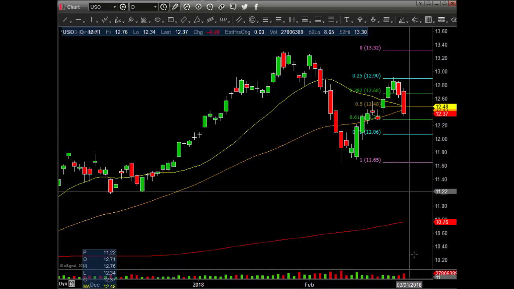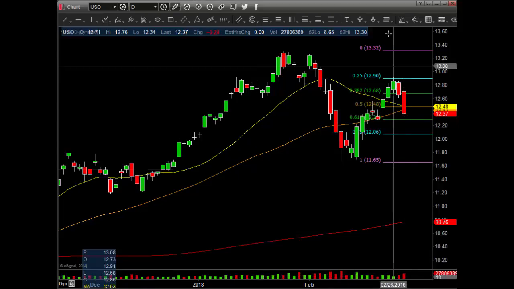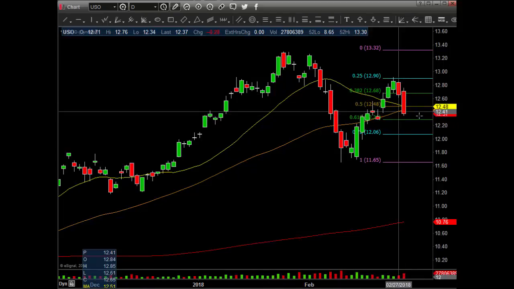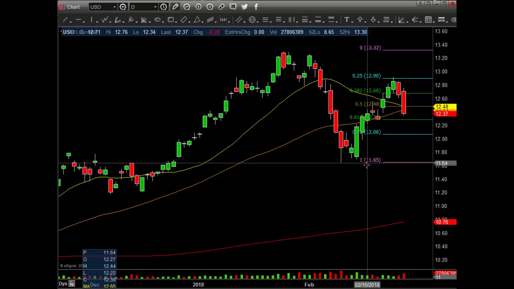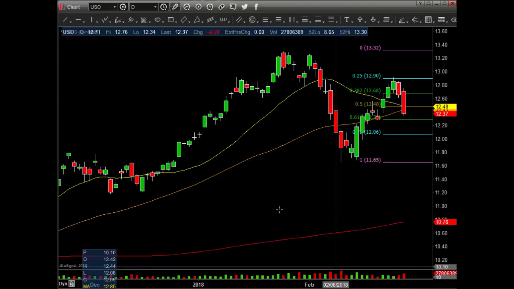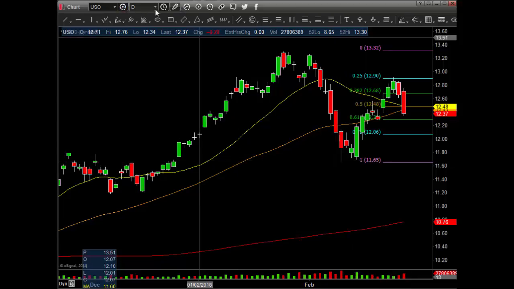Let's see if we get more follow through on more volume. See where the volume's picking up. We're starting to sell. So again, this thing could reverse, go right back up. Big area will be 1165 if it holds that. So watch for that area on the USO.